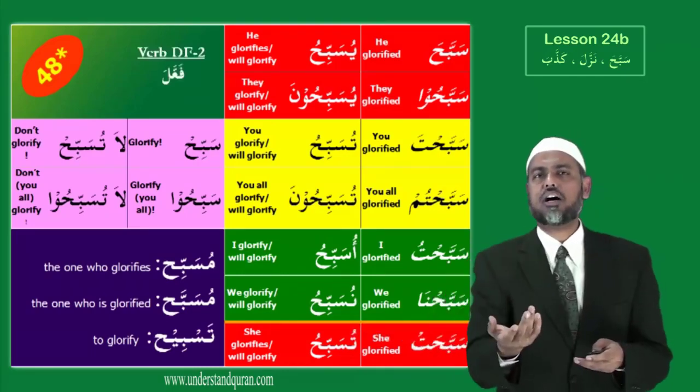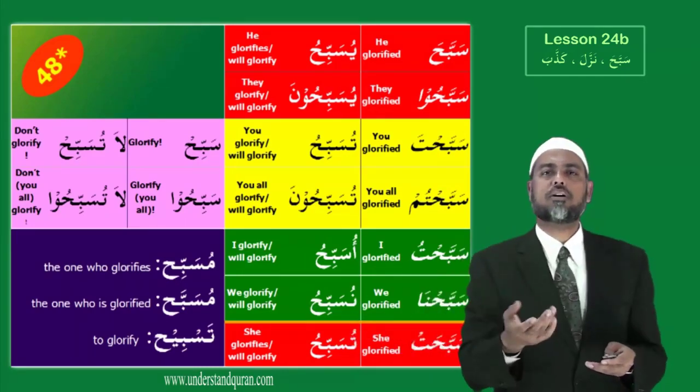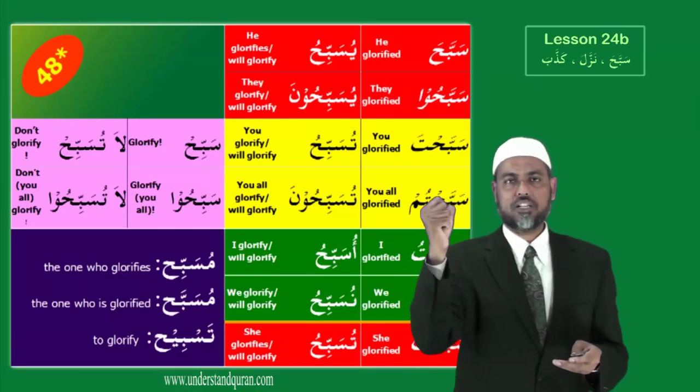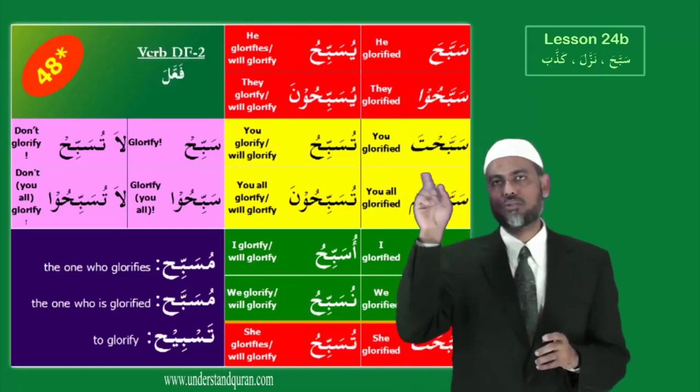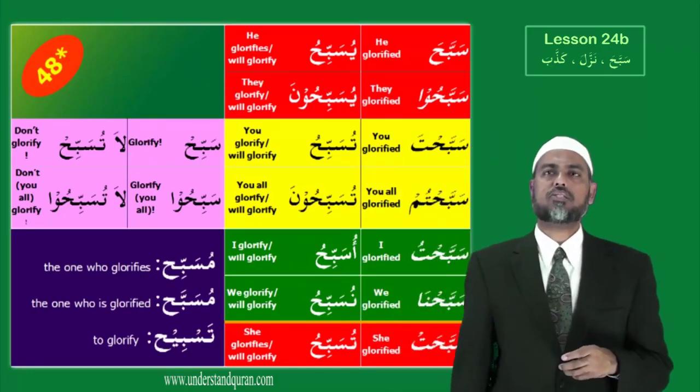Jahada, mujahid, mujahad. Aslama, muslim, muslam, and so on. And lastly, tasbih. Tasbih means to glorify. Huwa sabbaha, hiya sabbahat. Huwa yusabbihu, hiya tusabbihu. MashaAllah.